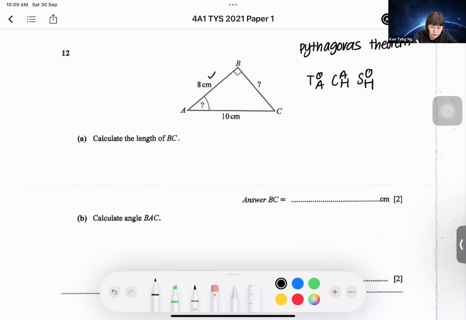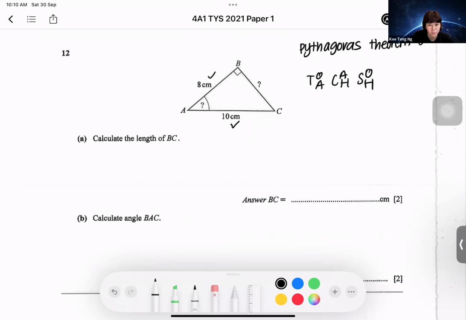Inside this question, I have 8, I already have 10. It's 2 lengths, no angles are involved, so we should use the Pythagoras theorem. Now, BC is the shorter side. Do we add or do we subtract? BC is the shorter side, so we subtract.